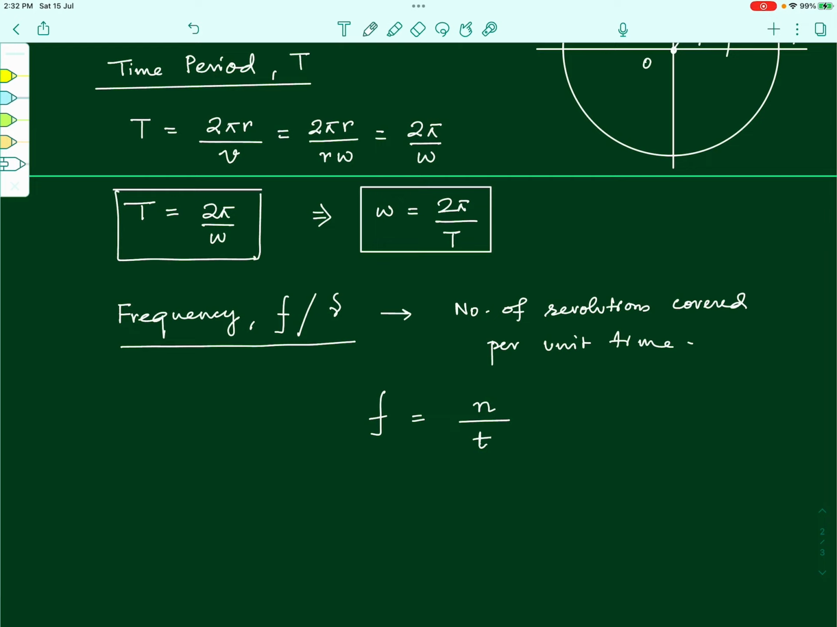Now, understand that if the total time taken to cover n revolutions is small t, we can write this small t in terms of capital T. Can we say that small t should be equal to n times capital T, where capital T is the time taken to complete one revolution? Since n revolutions were covered, the total time taken will be n times capital T, isn't it? So, this relation holds true, and we see that from here we get frequency as nothing but 1 by capital T, right. So, this then becomes a formula for frequency. f is the reciprocal of the time period.